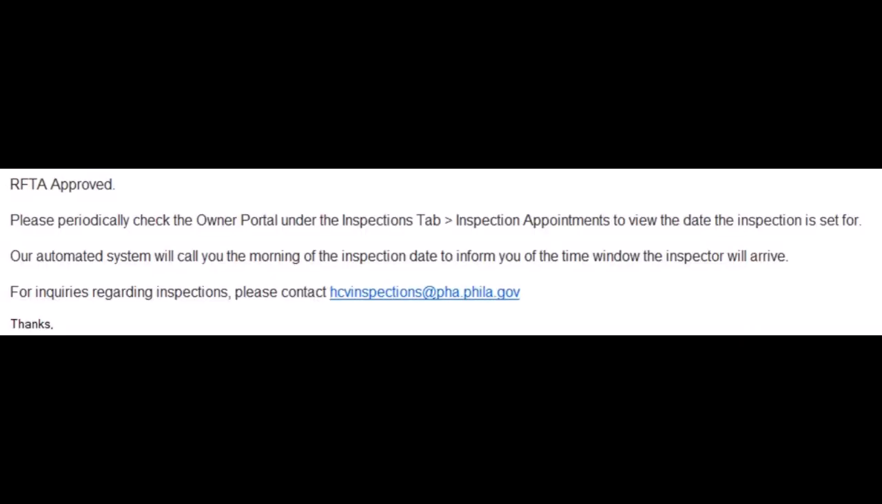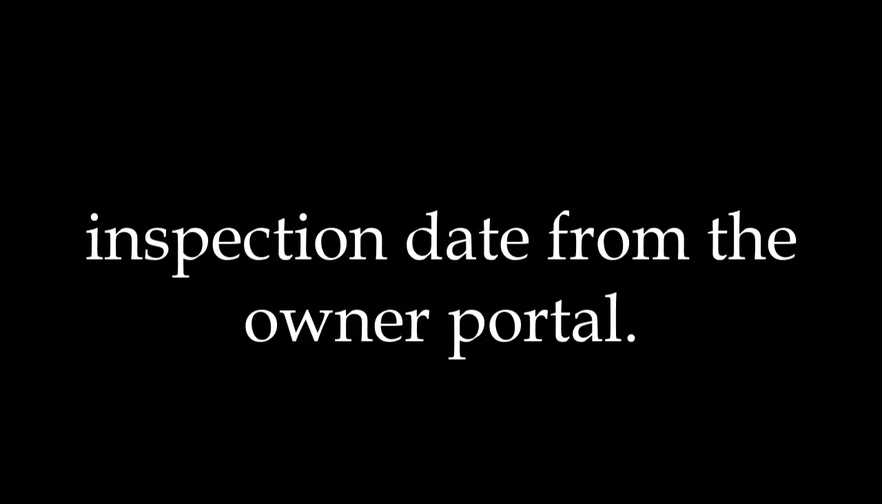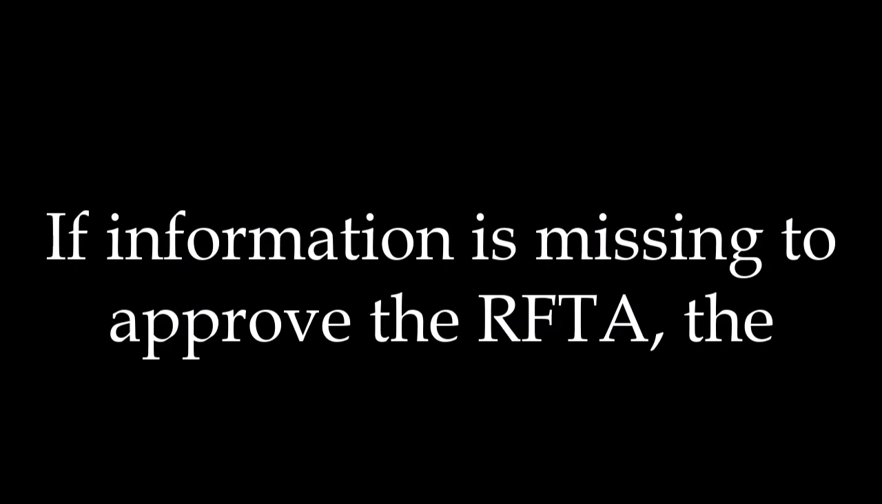If the RFTA is approved, owners will be notified via the Message Center and with directions to check the Inspection Appointment section of the owner portal for the inspection date. Owners will also receive an email notification with the inspection date from the owner portal. If information is missing to approve the RFTA, the owner will be contacted via the Owner Portal Message Center to reply with the additional information or documentation that is required to approve the RFTA.